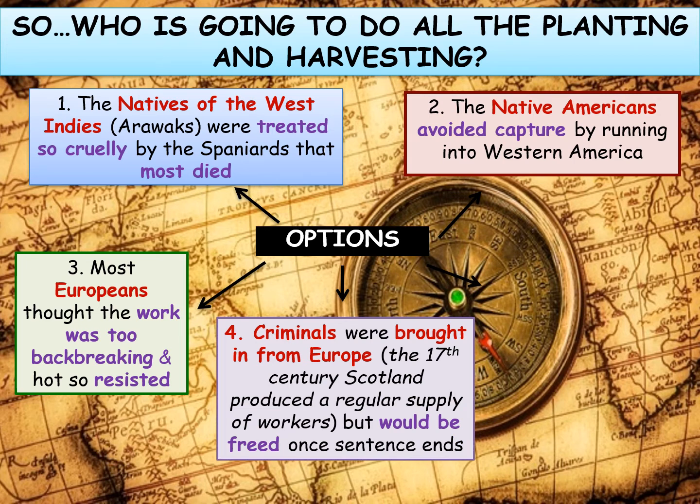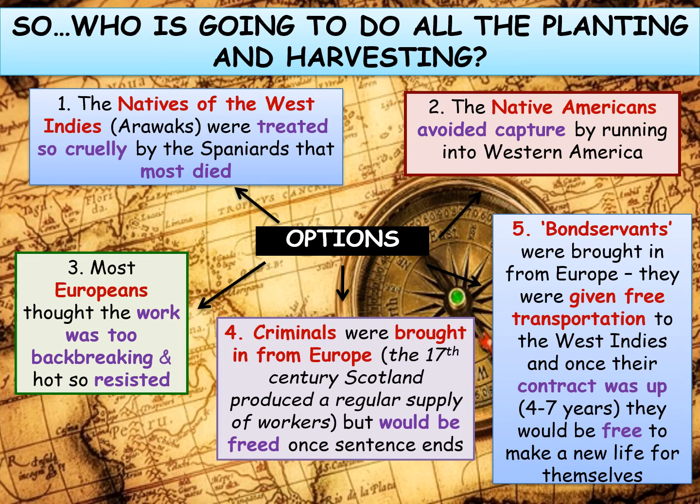Running out of options, we then have criminals, people that are brought in from Europe, especially from the 17th century Scotland, producing a regular supply of workers, and they would be freed once their sentence ended. This was a great plan, a free ticket to Barbados, where you're sentenced to 10 years hard labour and then you're free and you could live in Barbados, and the money you've made on the plantations would pay for a nice new house and things as well. Except the conditions are horrible, the weather is too hot for you, the work is too difficult, the tropical diseases kill you, and basically most people die before they've been there for about a year or two. So that one's not going to work.